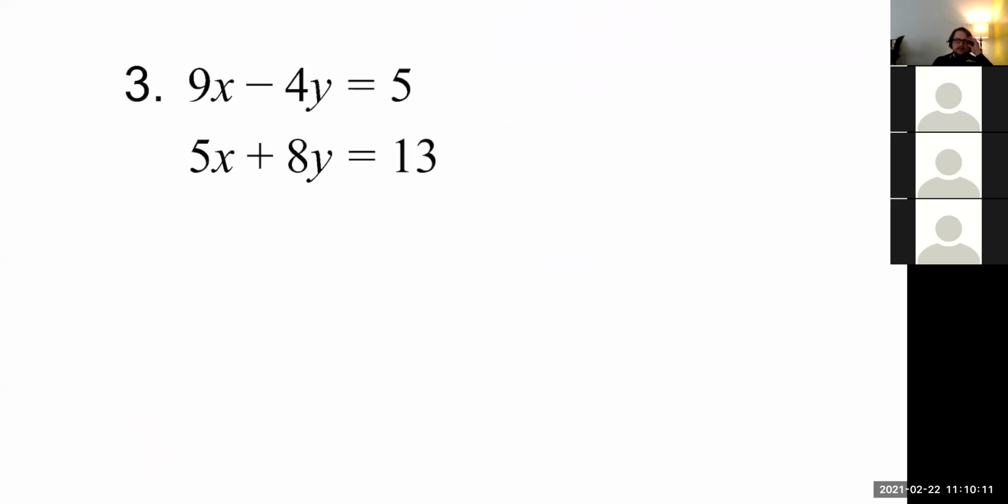Everything's already lined up. But do I have exact opposite coefficients? No. So I see a 9 and 5 on the x's, a negative 4 and an 8 on the y's. Which one is screaming out to you? The x's or the y's? The y's. Because if you multiply the negative 4 by a number, you can turn it into a positive 8y. Well, I don't want it to be a positive 8y because we already have a positive 8y. So multiply it by a negative number, or a positive number.